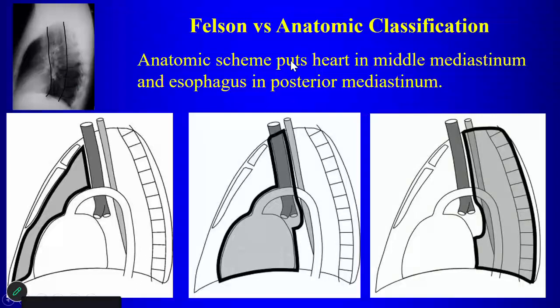So again, comparing the Felson scheme to the anatomic scheme, in the anatomic scheme, the heart is placed in the middle mediastinum, and you also have the trachea in the middle mediastinum, but the esophagus in the posterior mediastinum. So the problem with that is if you have masses, let's say in the middle on the lateral chest radiograph, I don't think you want to be talking about posterior mediastinal masses here. So I think here you want to talk about middle mediastinal masses. And so that's why I find that the Felson scheme of drawing the line back here is most useful.